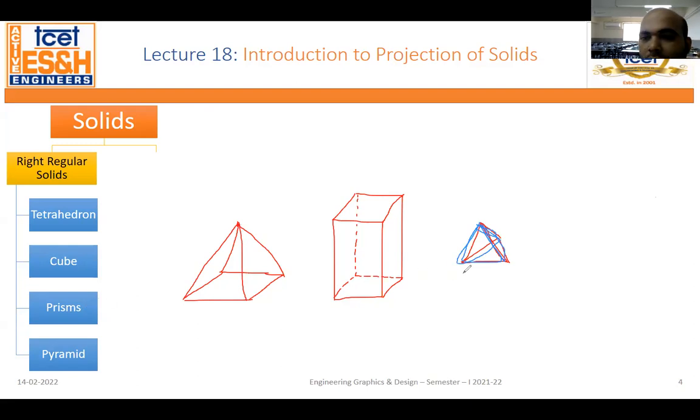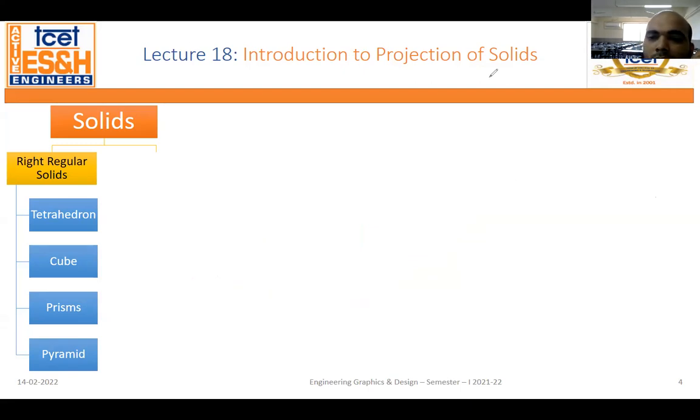So it has four triangular sides, and all are of the same type: same size, same area. That is a tetrahedron. We'll see it in the diagram. So: tetrahedron, cube, prism and pyramid.